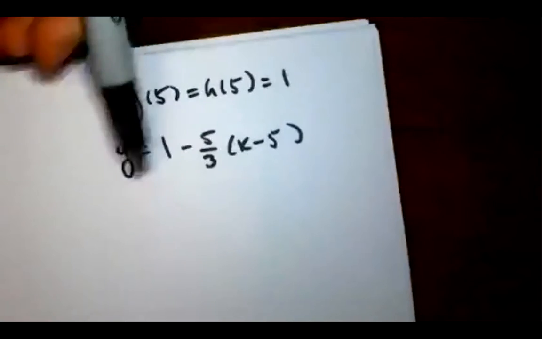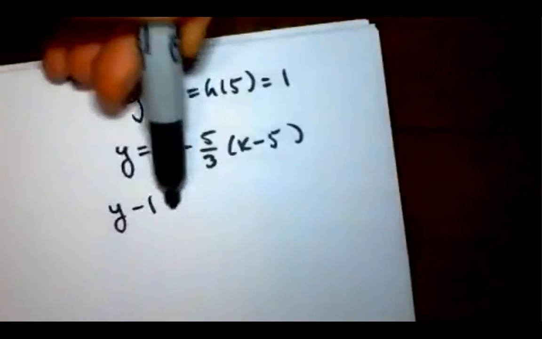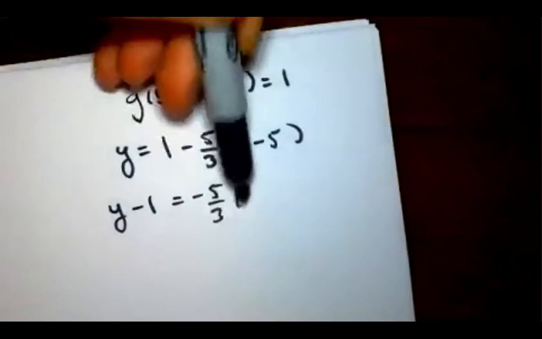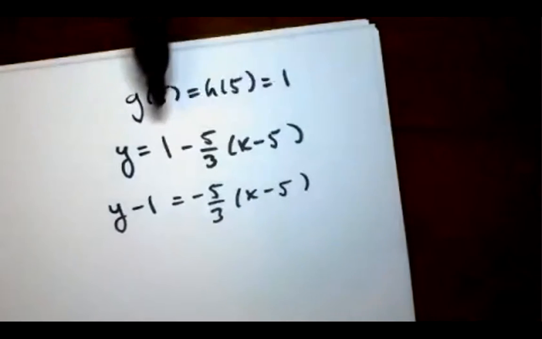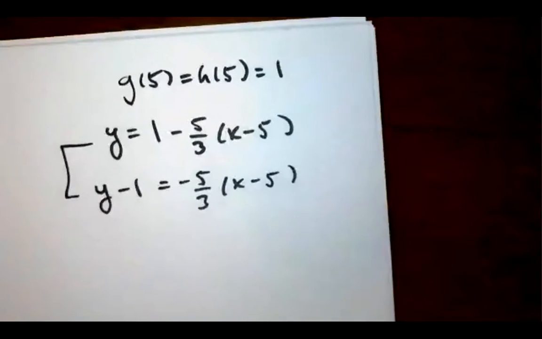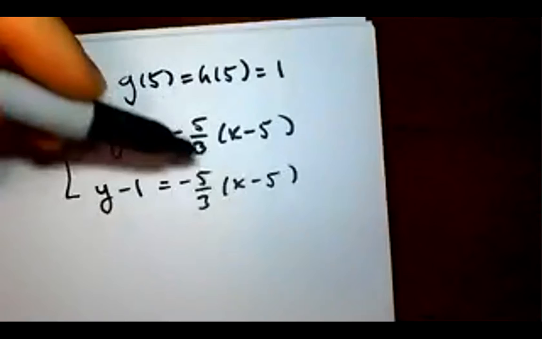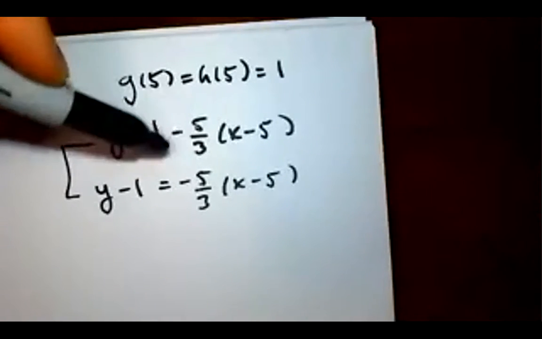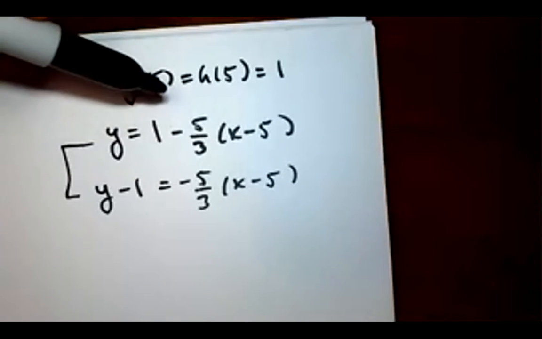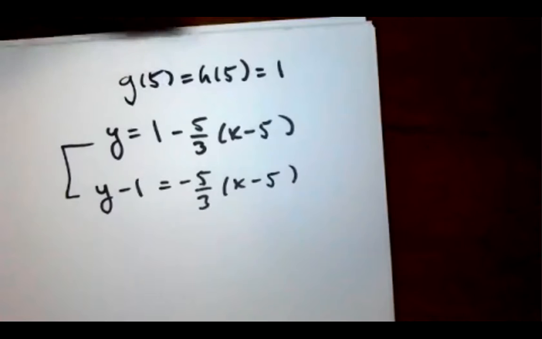So let's write this a different way. That's like saying y minus 1 is equal to negative 5/3 times x minus 5. These are the same equation, and it's tangent to G and H at 5. We'll come back to that, but you can see that it's going to involve telling you that G prime of 5 is something, H prime of 5 is something. So let's come back to that and see where we go.